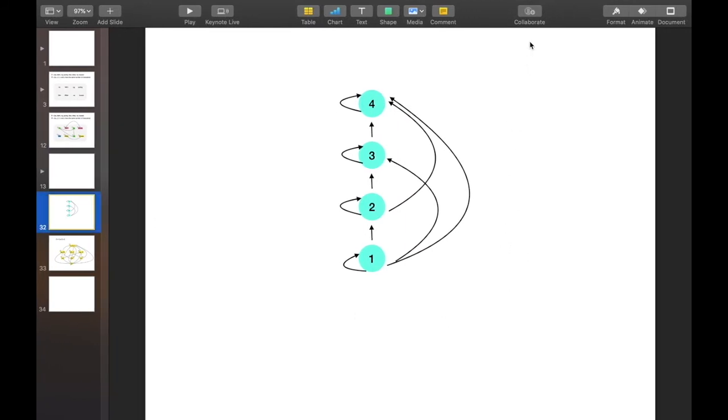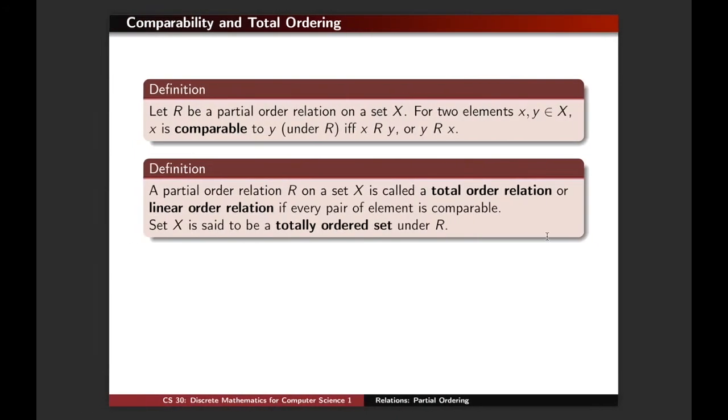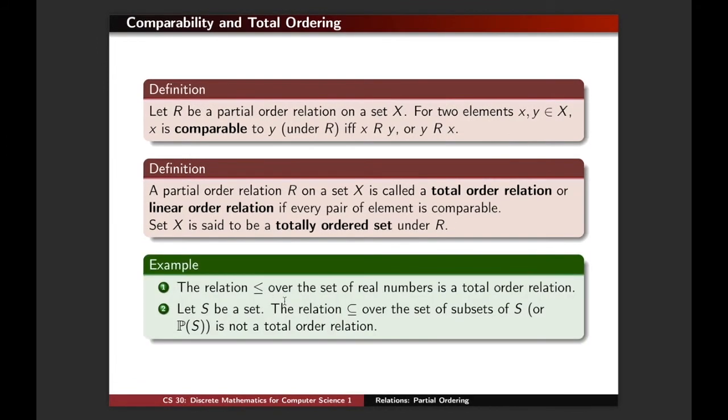So this is a visualization of the less than or equal relation on numbers 1 to 4. So 1 is less than or equal to 2, 2 is less than or equal to 3, and so on. So, as can be observed here, we always have one arrow for every pair of elements. So, in general, the less than or equal relation over the set of real numbers is a total order relation.